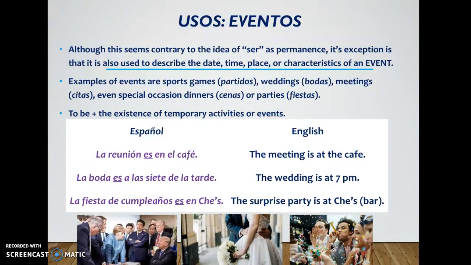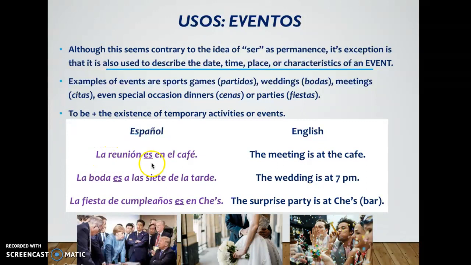Now, what are some examples of events? It can be anything from a meeting to a sports game, wedding, a special occasion dinner, a party, a date, a movie premiere, anything. These are all events. And so we're going to be using ser plus the existence of temporary activities or events. Okay? Let's look at some examples.